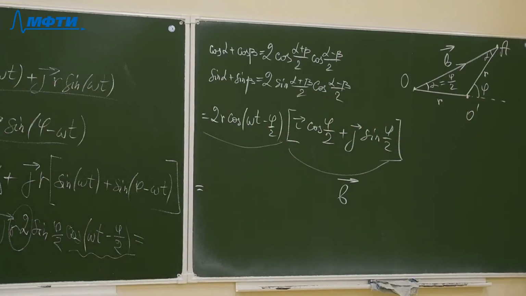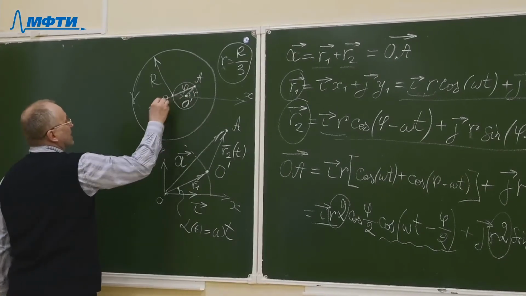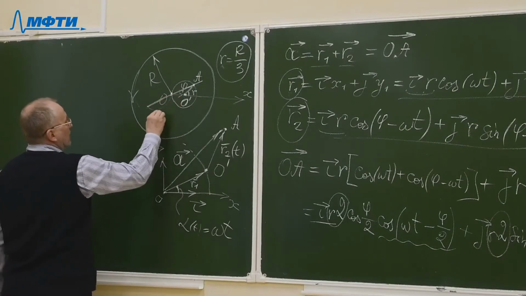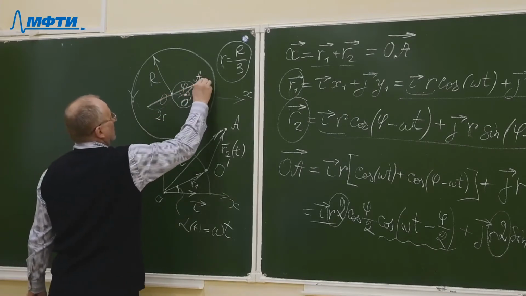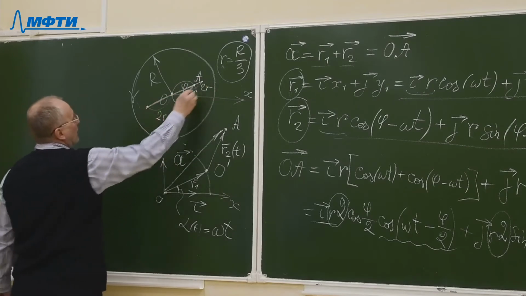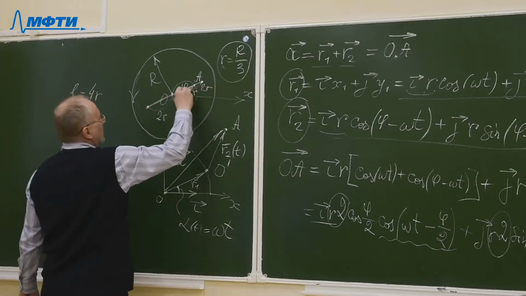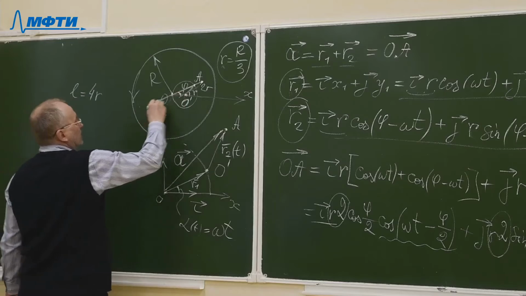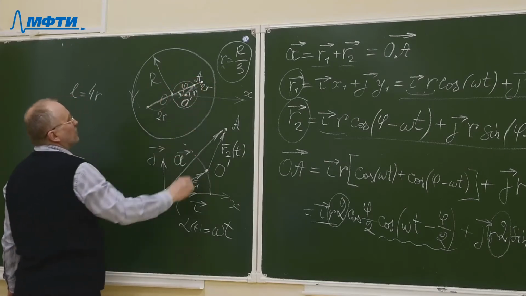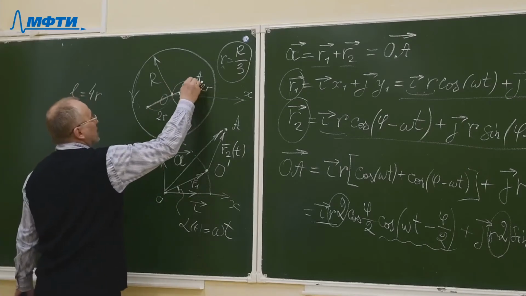Therefore, the trajectory of point A will be a straight line going through the center, and the length of this line will be 2r here and 2r here. So the total length will be 4r. The total length of this line will be 4r, and the line will be inclined so that it goes through point A and the initial position of point A at the angle phi over 2, and the trajectory of point A will be that.